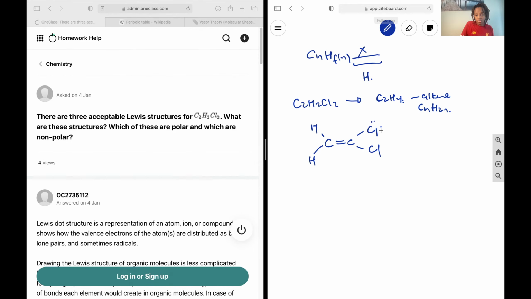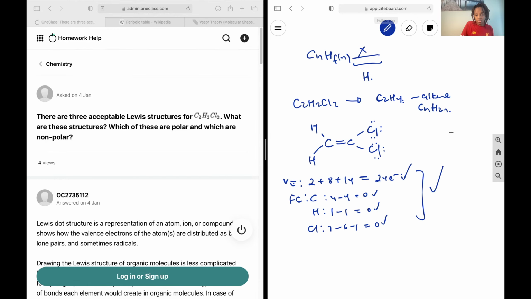And if you'd like to just double check that this is all correct, we can count our valence electrons. And we know that we'll have 2 plus 8 plus 14, and that is going to give us 24 electrons. 2, 4, 6, 8, 10, 12, 14, 16, 18, 20, 22, 24. Our valence electrons are all taken care of. Our formal charge on the carbon, we're going to have 4 minus 4, giving us 0. On the hydrogen, we're going to have 1 minus 1, giving us 0. And on the chlorine, we're going to have 7 minus 6 minus 1, giving us 0. So clearly this structure is good to go.